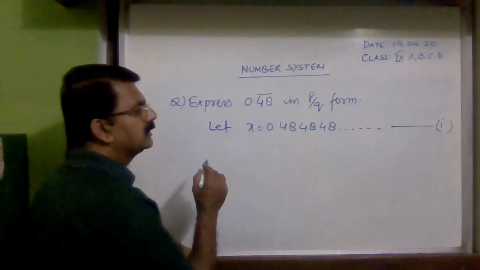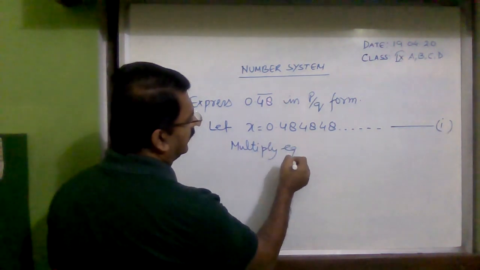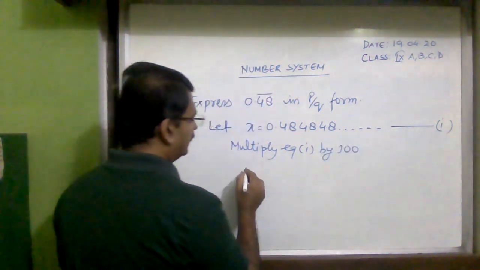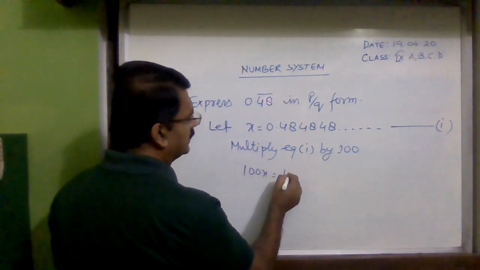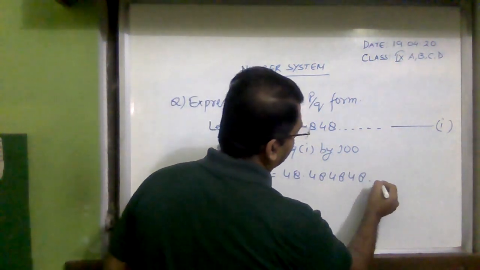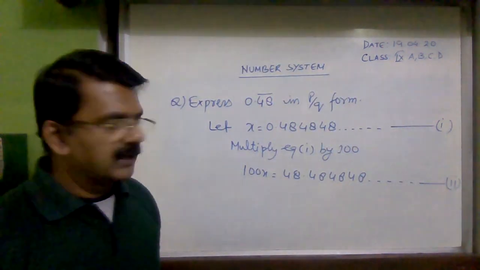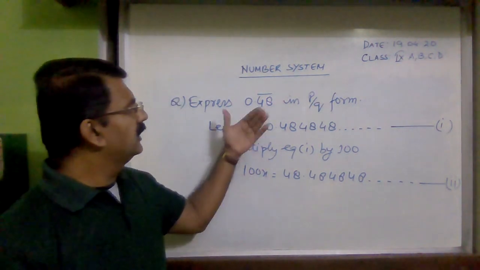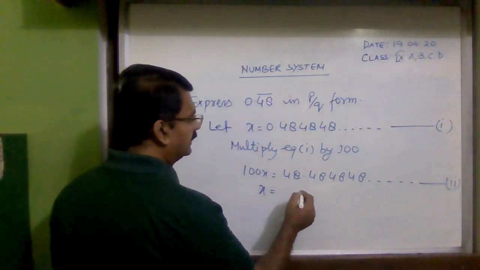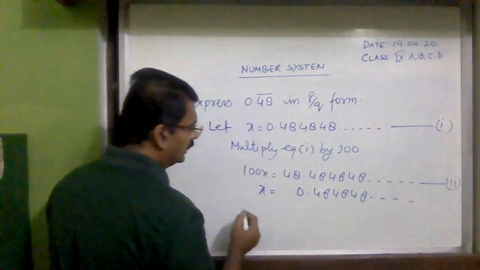So when we multiply equation 1 by 100, then we will have 100x is equal to 48.484848 and so on. This is the second equation. Now from the second equation you have to subtract the first equation. So below the second equation you simply write the first equation and now you have to subtract.